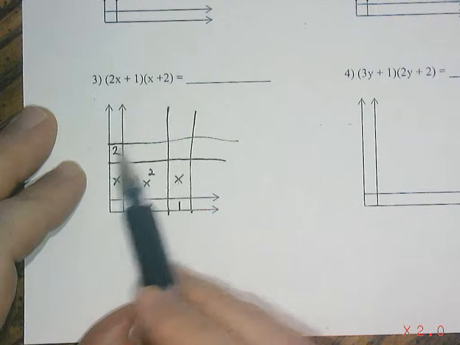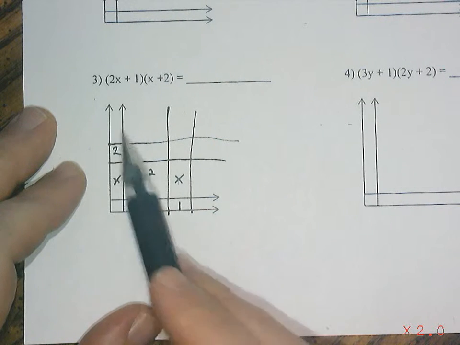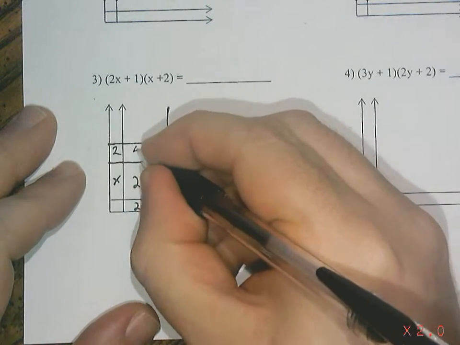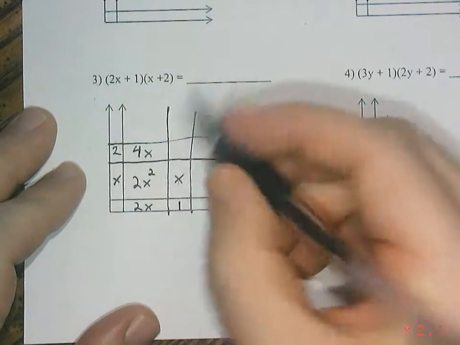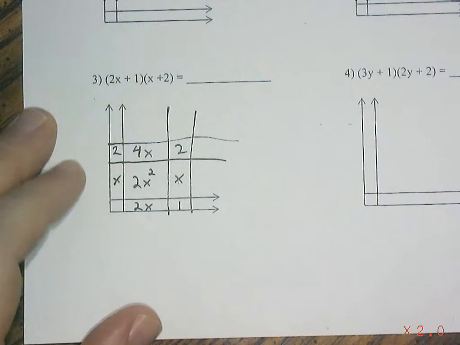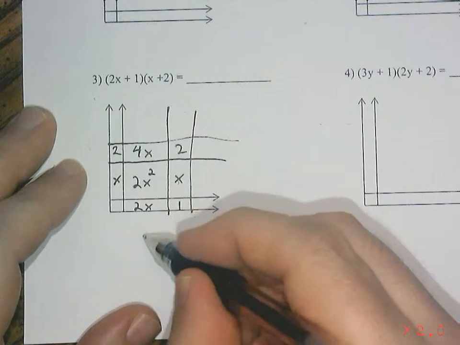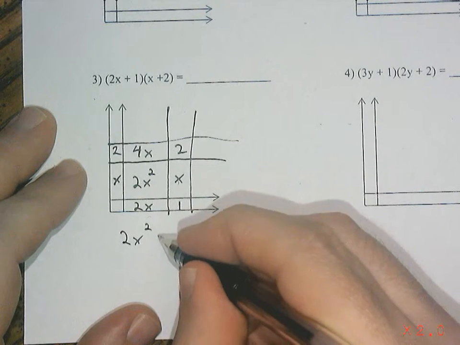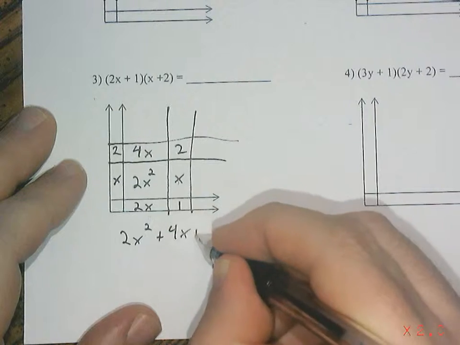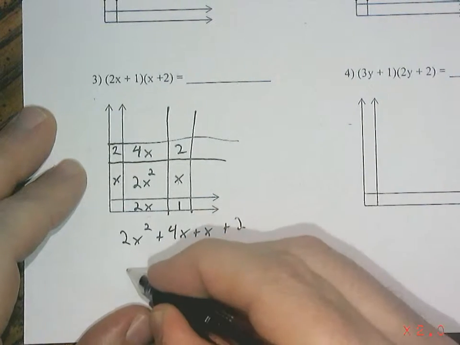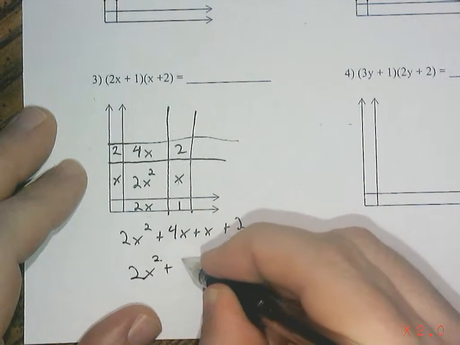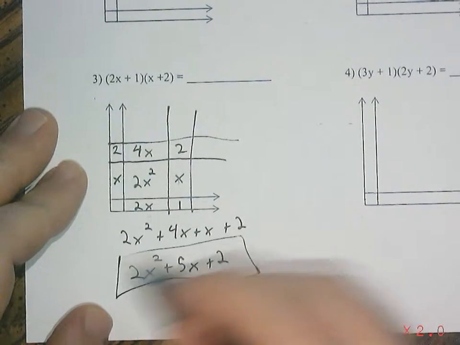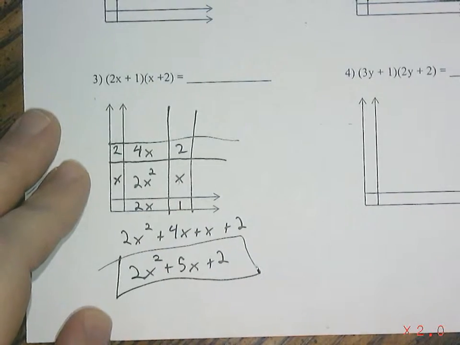Now here I've got 2 times 2x. The 2 can multiply with the 2, making 4. So 4x, and then 2 times 1 is 2. So put this all together, I would get 2x squared plus 4x plus x plus 2. Combine those, I get 2x squared plus 5x plus 2. And that would be my answer. Okay, not too tough, right?